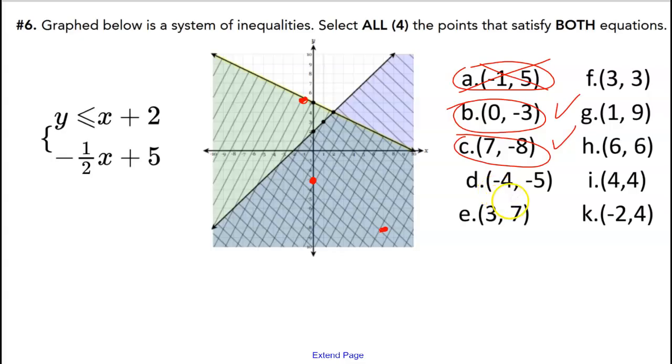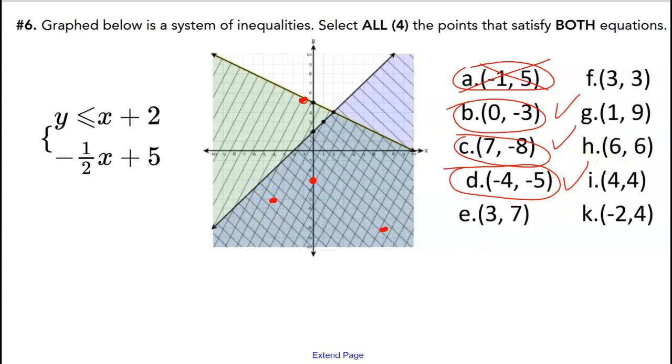Now look at D, negative 4 and negative 5. We would go left 4 and down 5. That's in the region as well, so we're going to count that one as well.